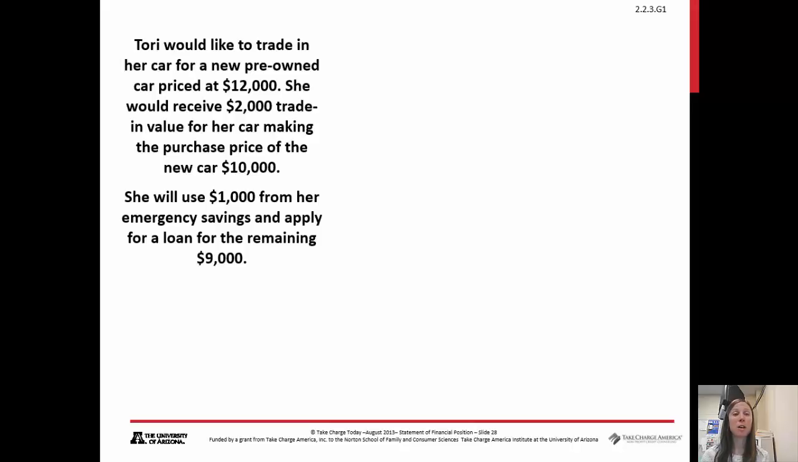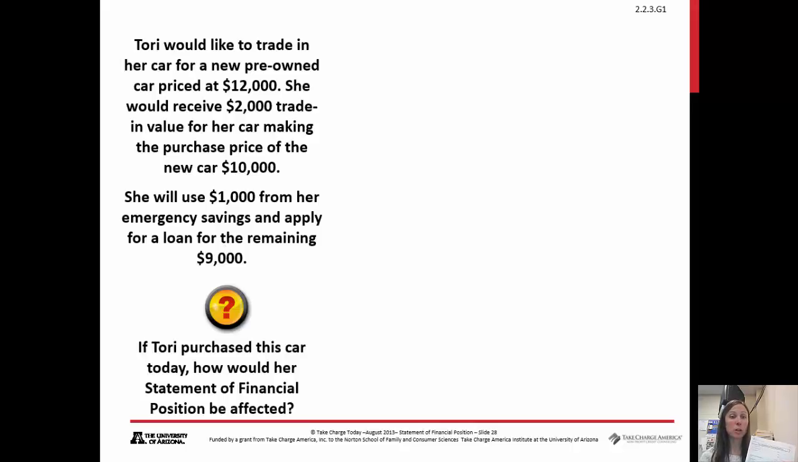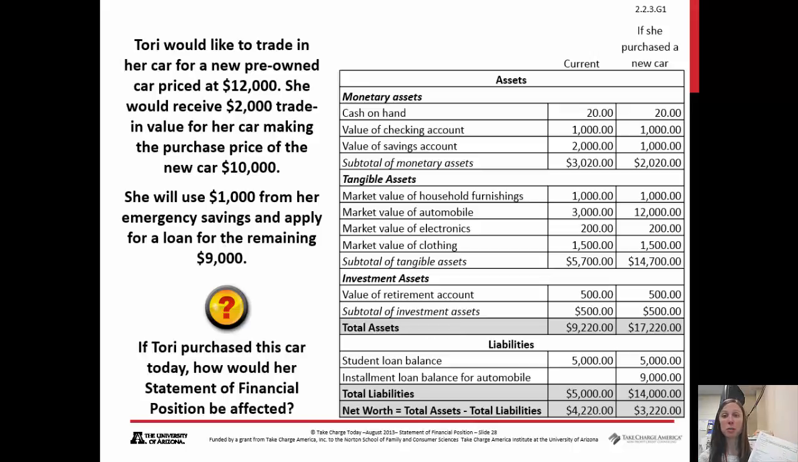$4,220. If she trades in her car for a new car, it's priced at $12,000. She'd receive $2,000 trade-in for her car, so the purchase would be $10,000, and she will use $1,000 from her emergency savings and take a loan for the remaining $9,000. So think about how that will change her second column here if she purchased a new car, where these numbers would go, and how it would affect her financial position.